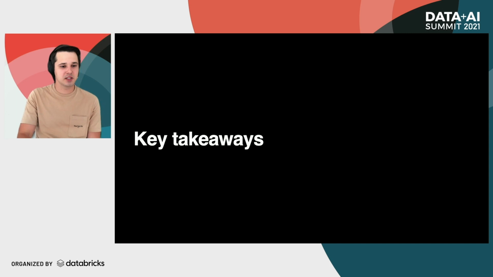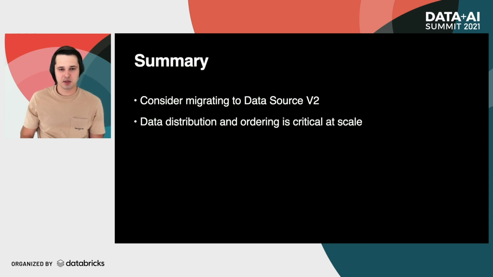Okay, so I'd like to finish with a few key takeaways I want you to remember. First of all, consider migrating to data source v2 if you need more advanced features or if you want to have more reliability. I think it is mature enough so that you can migrate now. Also, never underestimate the importance of data distribution and ordering. This is critical at scale, and this will have a profound impact on your writes, reads, and storage footprint.